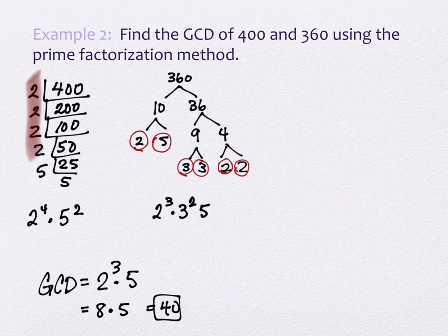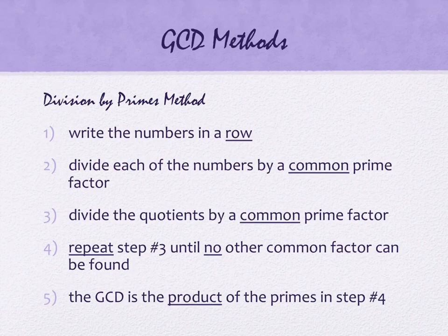Next one is called division by primes, which sounds kind of like prime factorization, but it isn't the same. It has some similarities, but it isn't the same. We write the numbers in a row, and we divide by a common prime factor. We divide the quotients by a common prime factor, and we keep doing this division until there's no other common prime factors, and the greatest common divisor is the product. Truthfully, this is probably my favorite one, because it's the quickest and it yields the most intuitive structure to me of all of them. Okay, so it is both quick and structured.